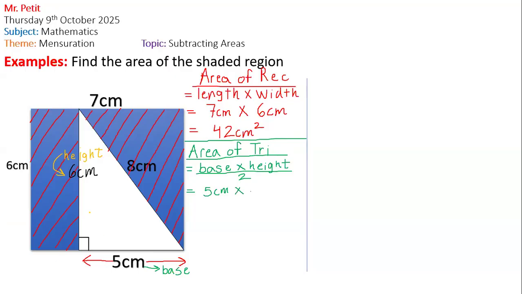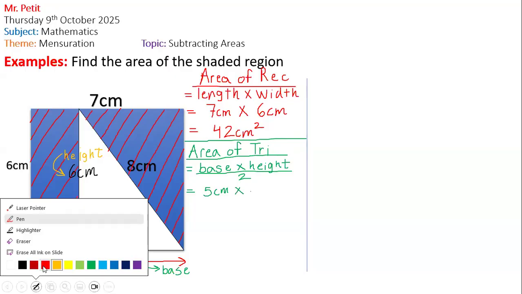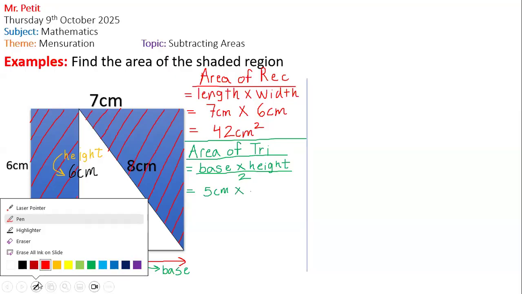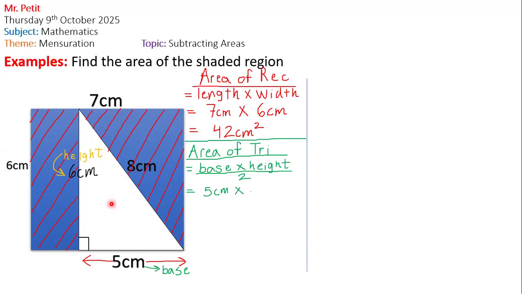Why don't we use 8? What's the problem with 8? Because that's the hypotenuse, and it's on the opposite side of the right angle. Very good. 8 is on the opposite side of the right angle, so that means that it's the hypotenuse, it's not the base. It's the longer side. So the base is 5 and the height is 6. So let's go ahead and do that.